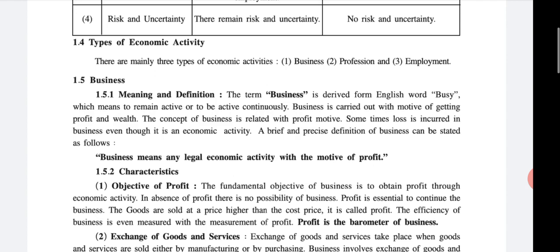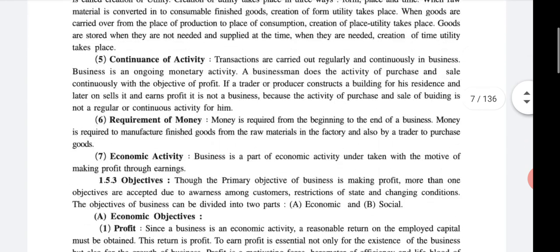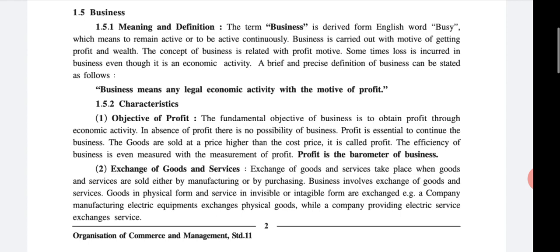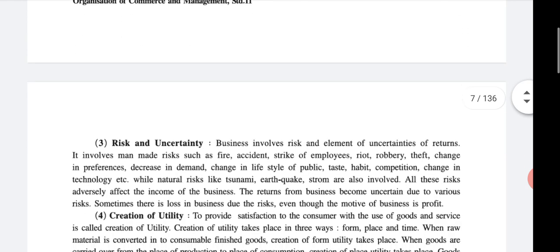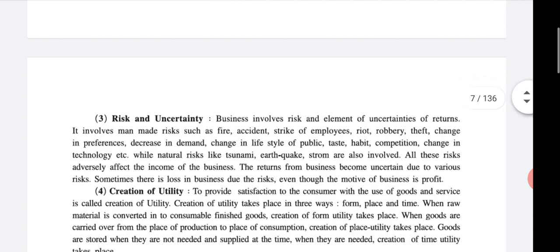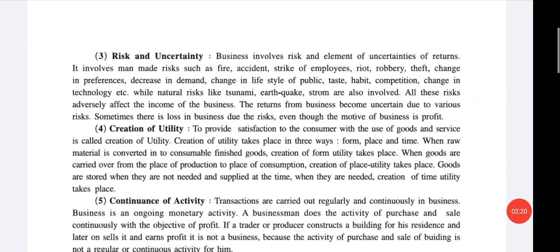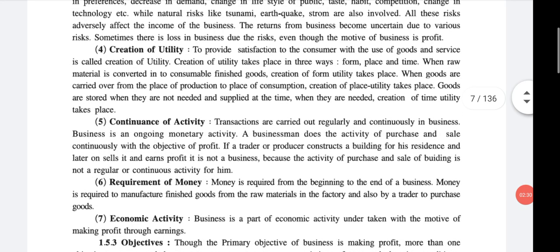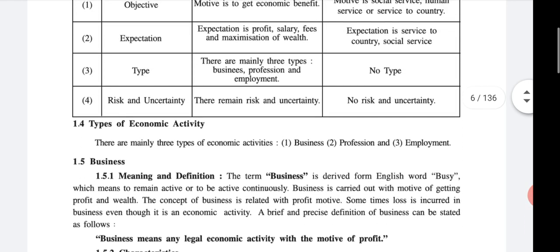Then characteristics of business. Here a total of 7 characteristics are given. First one is objective of profit. Second, exchange of goods and service. Third, risk and uncertainty. Fourth, creation of utility. Fifth, continuance of activity. Sixth, requirement of money. And the seventh is economic activity. So these topics we covered in lecture number 1.